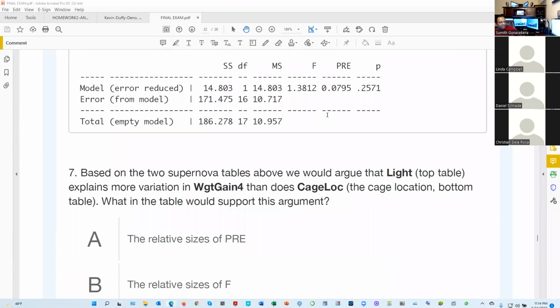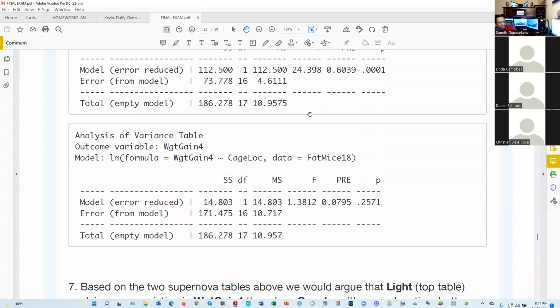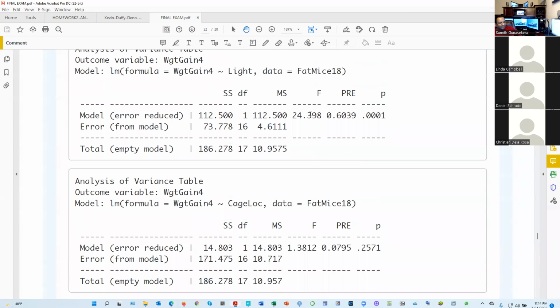Based on the 2 supernova tables above, we would argue that light (top table) explains more variation than does cage lock in the cage location (bottom). What in the table would support this argument? You're going to compare and contrast the 2 tables: light and weight gain. Here, the Y is the same.